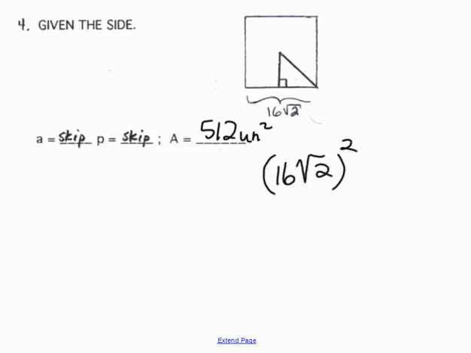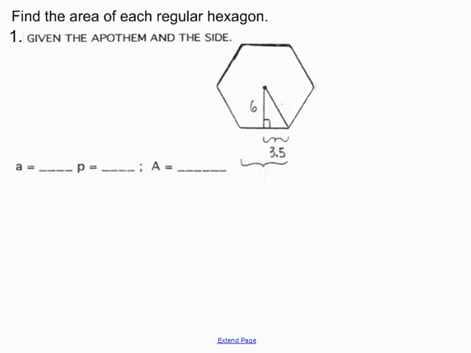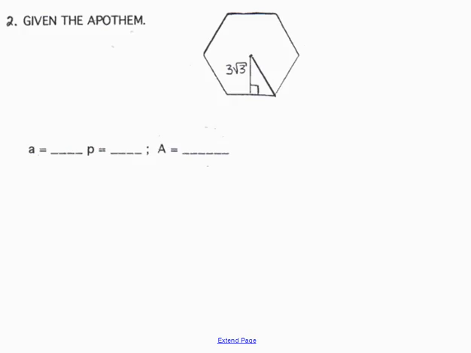Okay, so now we go on to the hexagon. This one is done for you. So we are going to move on to this one.